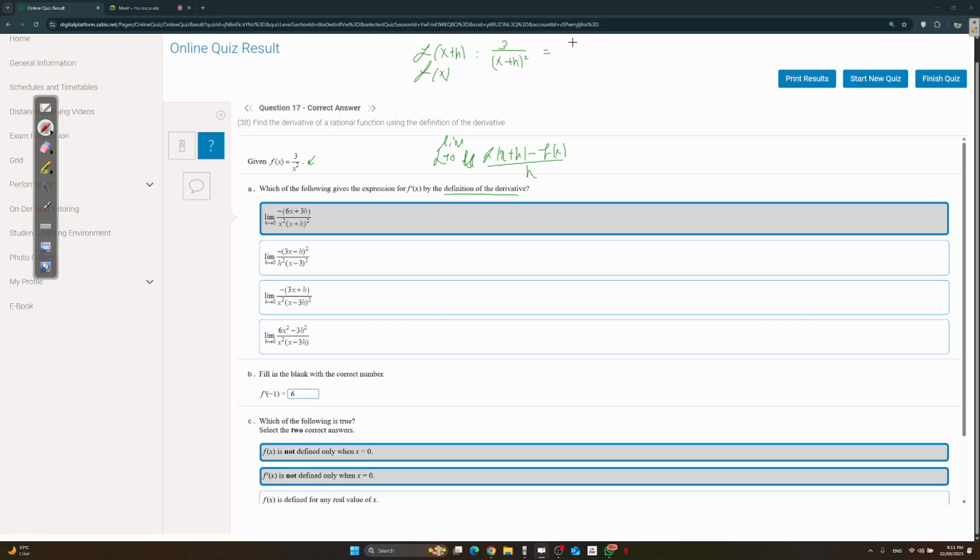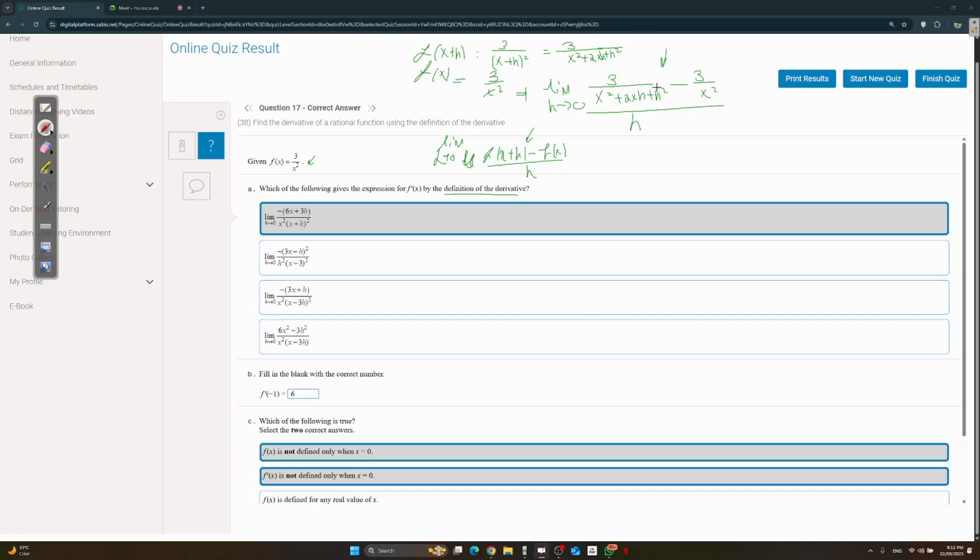Let's simplify that a bit. It's going to be 3 over x squared plus 2xh plus h squared. Alright, f of x is what? 3 over x squared. So f of x plus h minus f of x is going to be, let's write it, limit as h approaches 0, f of x plus h, so 3 over this mumbo jumbo, minus f of x, which is what? 3 over x squared, all over h.